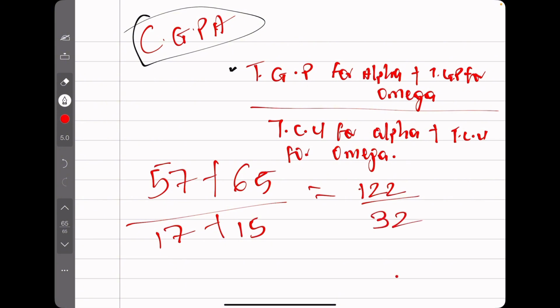So you do the math here, 122 divided by 32, that is 3.81 CGPA. So this is the person's CGPA at the end of, okay, I only used 2 semesters. So that's CGPA at the end of that entire session. Do you understand?